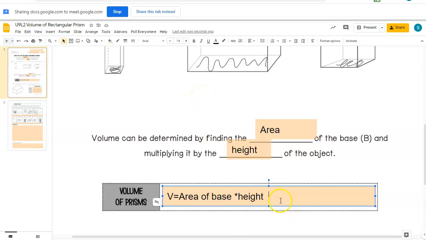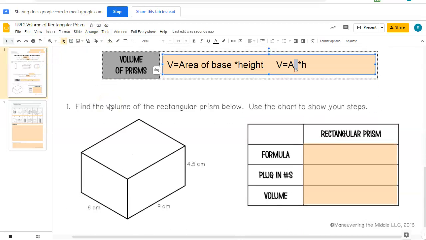Alright? And our other way that we're going to often write that is V equals... I don't like the way that they write it, so we're going to write it a little bit differently. I'm actually going to write A, Control B, times H. So area of the base times height. This little b down here tells me that it's the area of the base. And to get that subscript, it's Control comma in Google Docs.